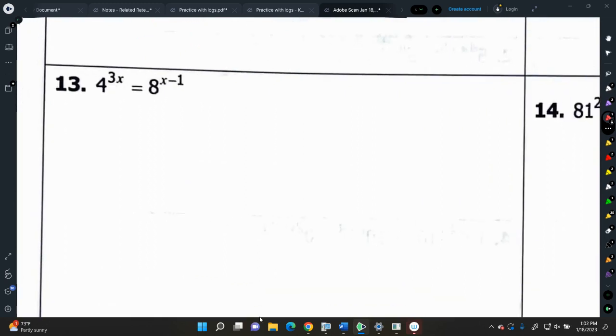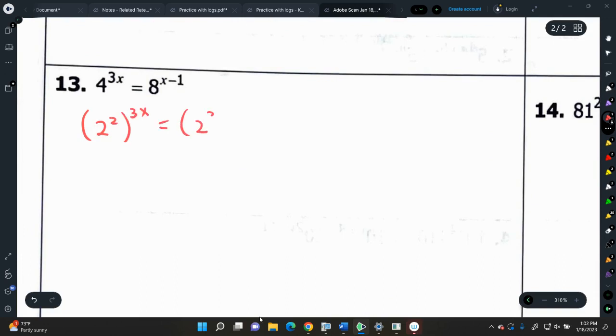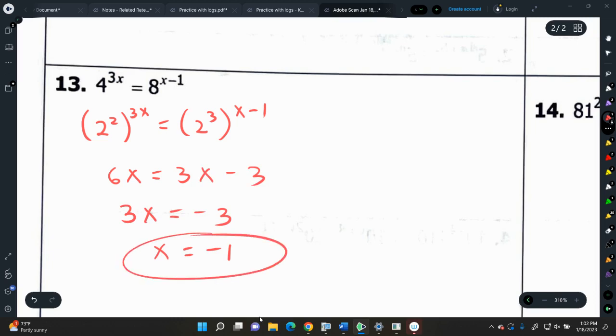Okay. Same thing for number 13. I have to write it as a power of 2. 2 squared to the 3x equals 2 to the third to the x minus 1. So we get 6x equals 3x minus 3. Subtracting 3x, we get 3x equals negative 3. So x equals negative 1. Okay.